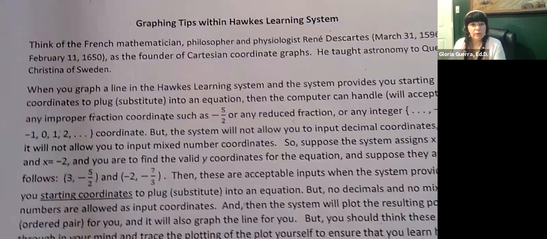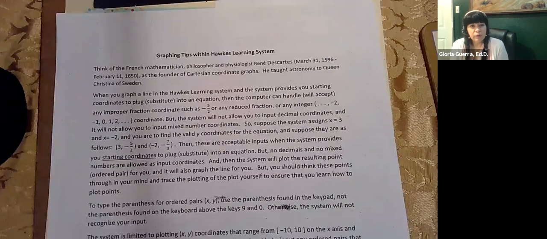Okay, so here I have a little bit of history. Think of the French mathematician, philosopher, and also physiologist, Rene Descartes. He was born on March 31st, 1596, and passed away on February 11th, 1650. But he's the founder of the Cartesian coordinate graphs. He taught astronomy to Queen Christina of Sweden. He was summoned by the Queen to be her personal tutor.